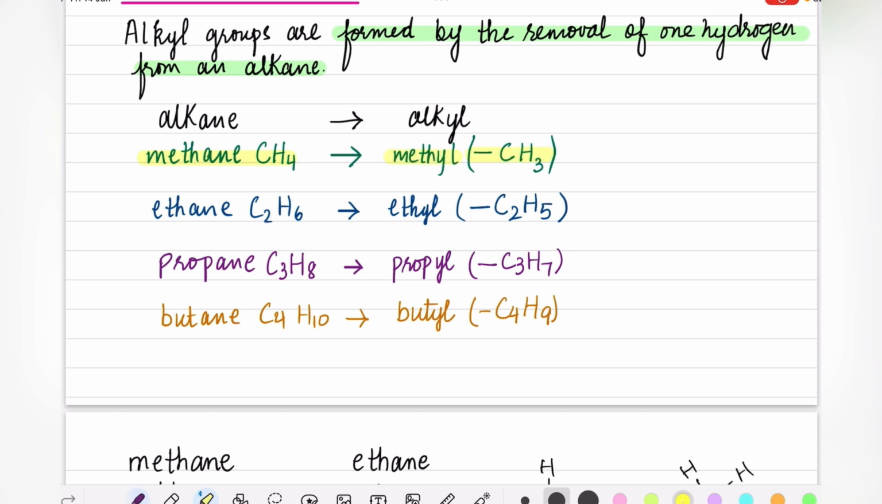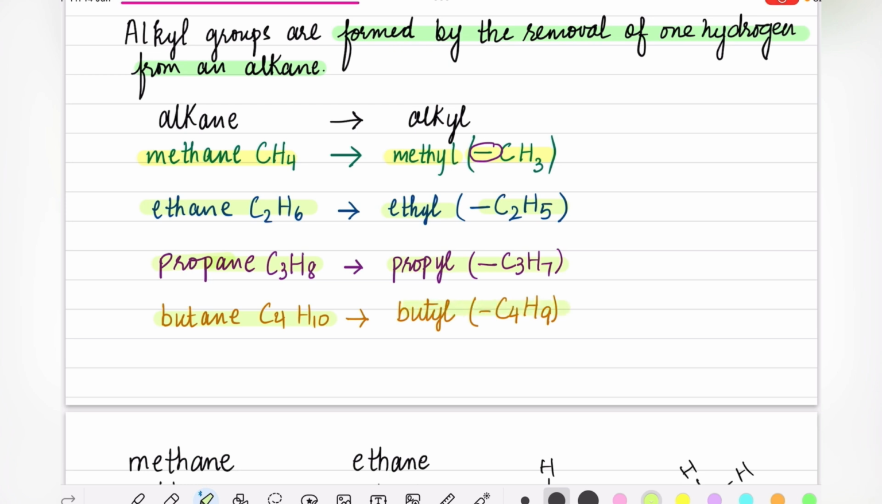Now, carbon has an extra bond here, which means that it can be connected to the main chain and exist as a branch there. Now, the next member of the homologous series is ethane. Ethane will form ethyl group and its formula is C2H5. Propane is C3H8, so it will form propyl, C3H7. Butane is C4H10, so butyl will be C4H9.